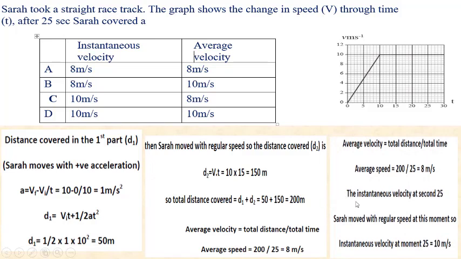Okay. Then the instantaneous velocity at 25 seconds. Sarah moves with regular speed at this moment. Instantaneous velocity equals 10 meters per second. Then the answer is number C. Instantaneous velocity is 10, while the average velocity is 8 meters per second.